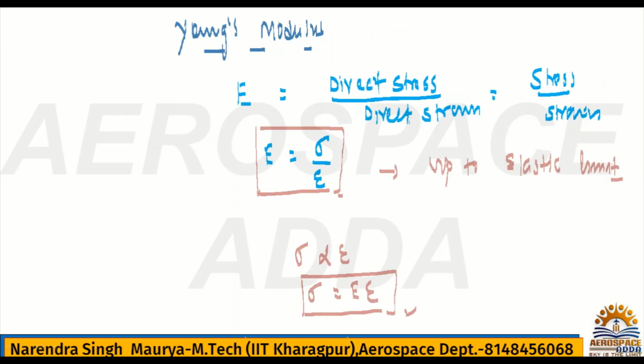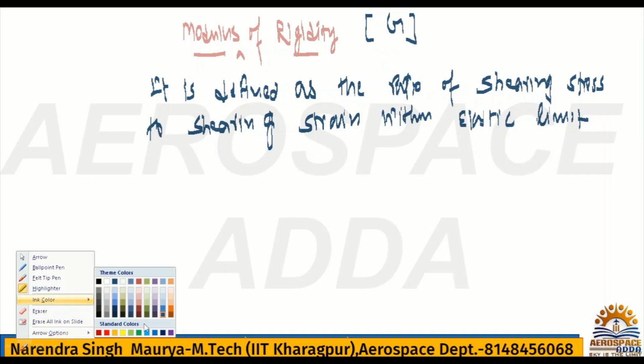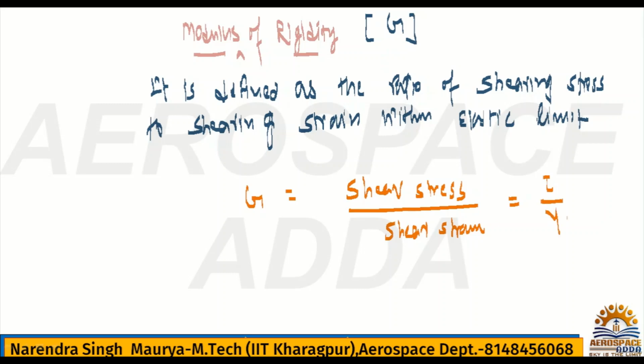If you check Young modulus and modulus of rigidity, the formulation will be the same. Only in the case of Young modulus, stress was direct stress divided by linear strain or direct strain. Similarly here, the modulus of rigidity is defined as the ratio of shear stress divided by shear strain. Shear stress is denoted by tau, and shear strain by gamma.